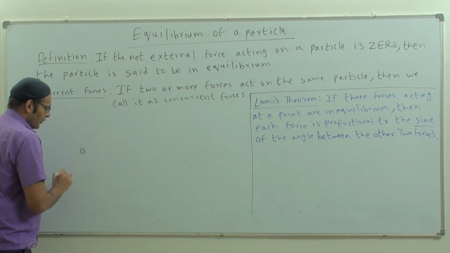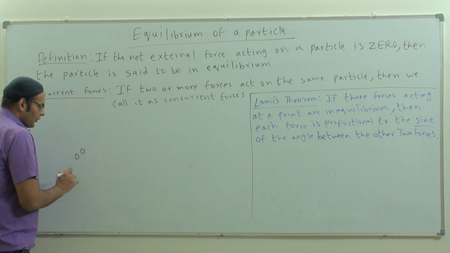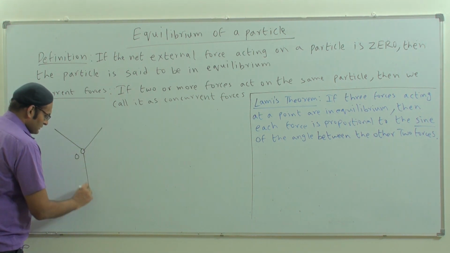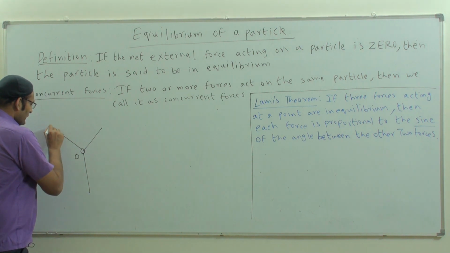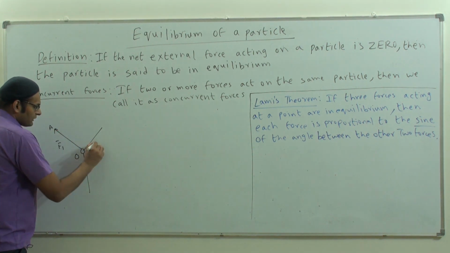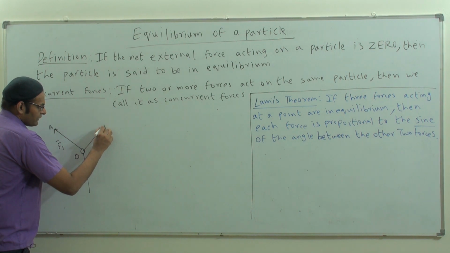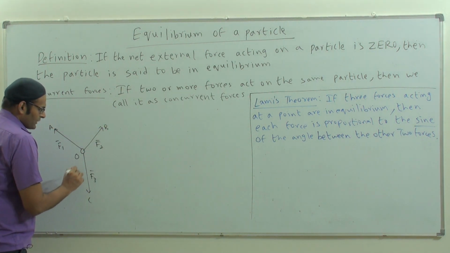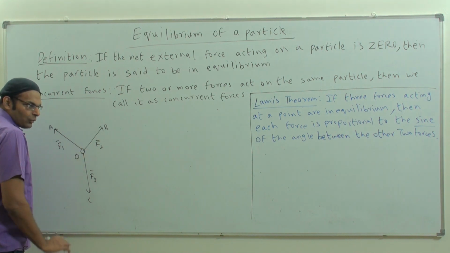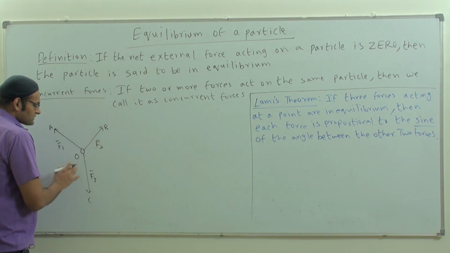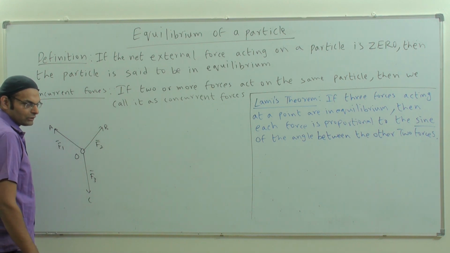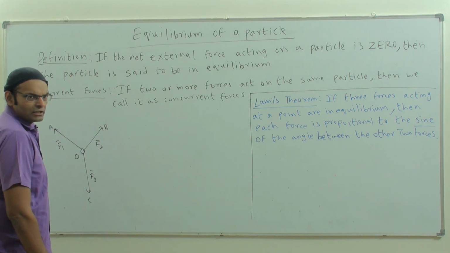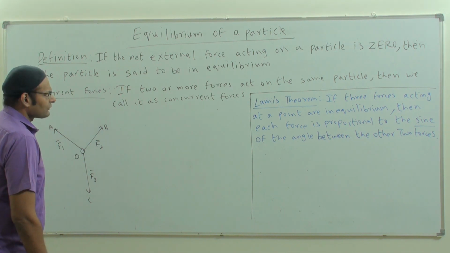Let's take this to be point O, a particle at point O, and the forces at point A, this force be F1 bar, this be F2, this is point B, and this is C, F3 bar. So I'm taking a particle at O. The three forces F1, F2 and F3 are acting on the particle. According to the definition, if the net external force acting on a particle is zero, then the particle is said to be in equilibrium.